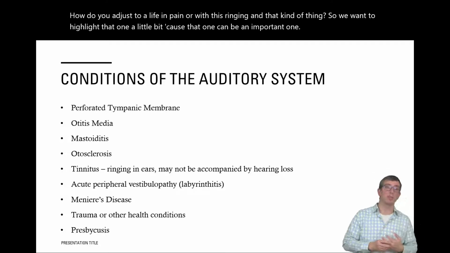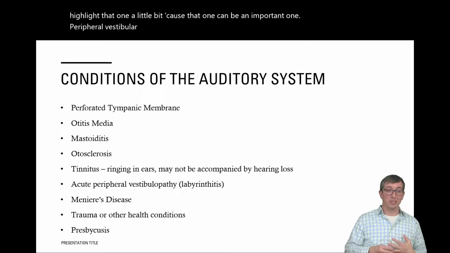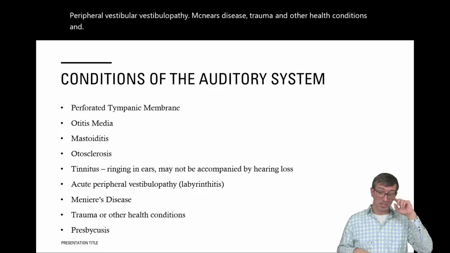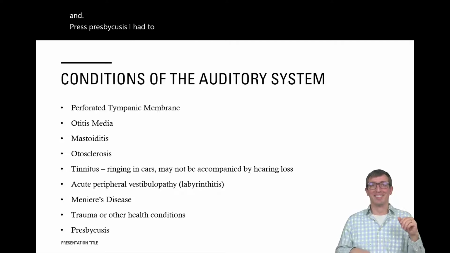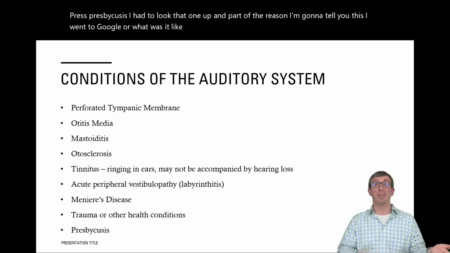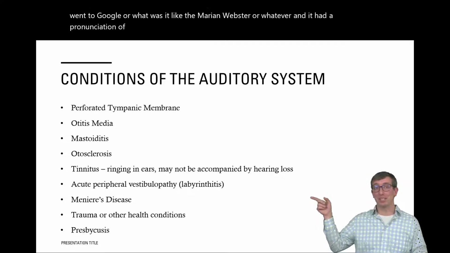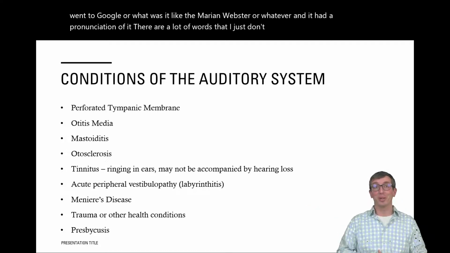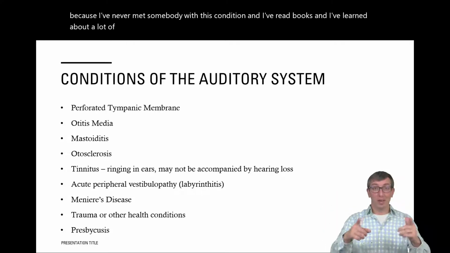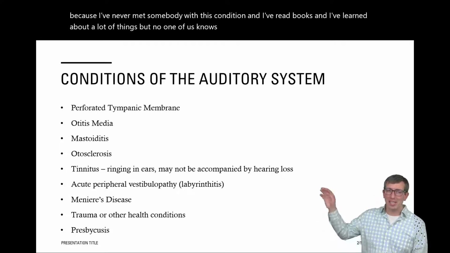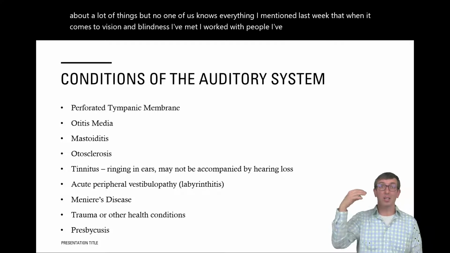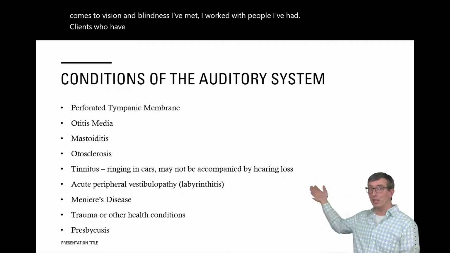Acute peripheral vestibulopathy, Meniere's disease, trauma, and other health conditions, and presbycusis. I had to look that one up. I went to Merriam-Webster or whatever, and it had a pronunciation of it. There are a lot of words that I just don't know and have never seen before because I've never met somebody with this condition. I've read books and learned about a lot of things, but no one of us knows everything. I mentioned last week that when it comes to vision and blindness, I've had clients who have vision issues and also hearing issues.